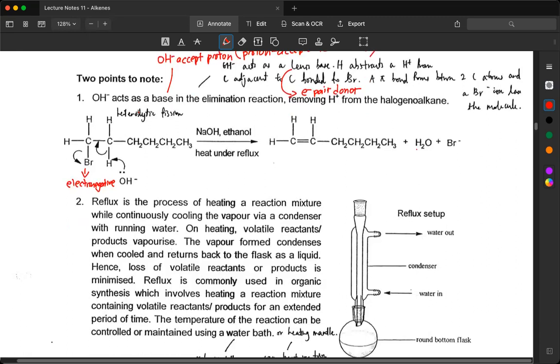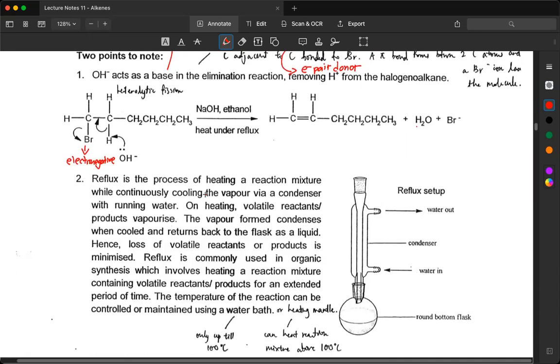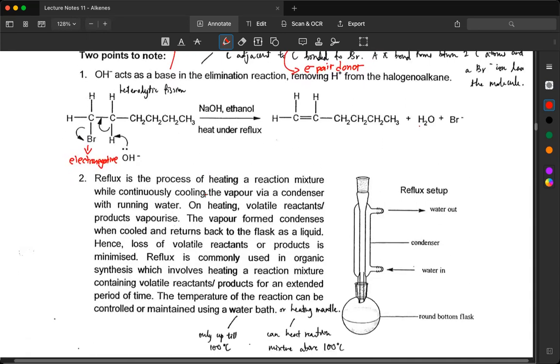Now, what is reflux? Let's go through the concepts of reflux. Reflux is the process of heating a reaction mixture while continuously cooling the vapor via the condenser with running water. On heating, the volatile reagents or reaction products vaporize. The vapor condenses when cooled and returns back to the flask as a liquid. The loss of volatile reactants or product is minimized.